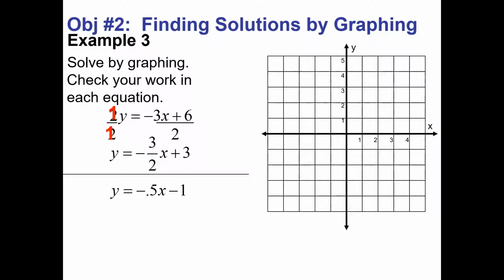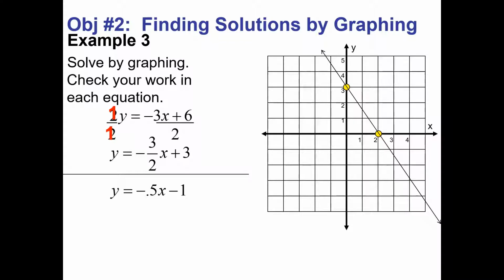So we're going to start at 0, 3 with our first point, the y-intercept. And then we're going to use the slope of negative 3 over 2 to find another point and draw a line there. Notice that the line has arrow tips and goes through those two points.